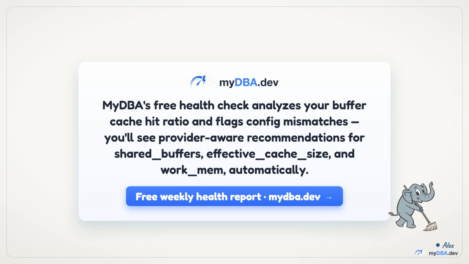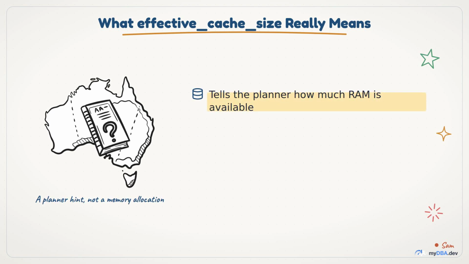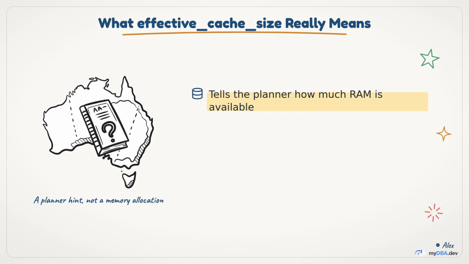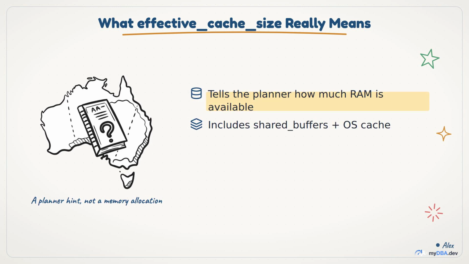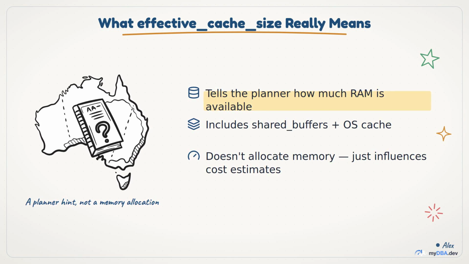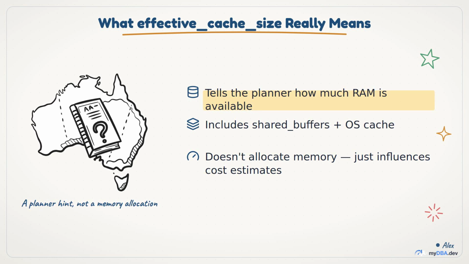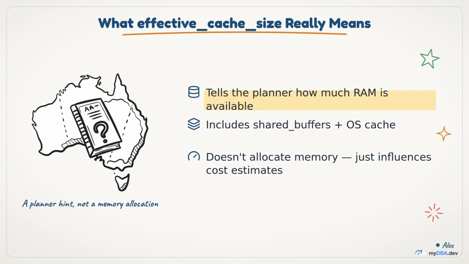I've always been confused about effective cache size. What's it actually doing? It's just a hint to the query planner. It tells Postgres this much data can probably be found in RAM, both shared buffers and the OS cache combined. The planner uses it to estimate the cost of index scans versus sequential scans.